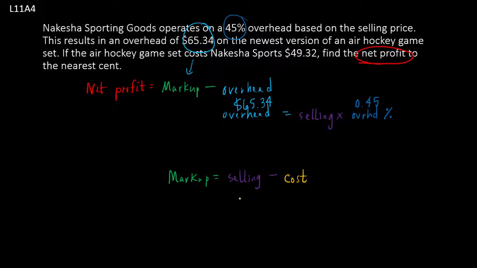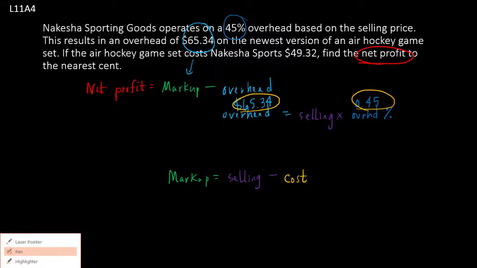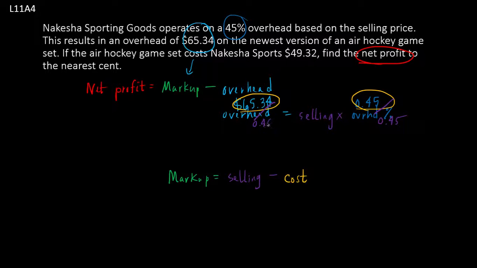So we need to figure out a way to work around the fact that we don't know markup and we don't know selling price. However, we do know overhead and overhead percent. So can't we use this to solve for selling price? And that's what we'll do next. By rearranging this equation, I have 65.34 equals selling price times 0.45. If I divide both sides of this equation by 0.45, I'll find that selling price is equal to $145.20.